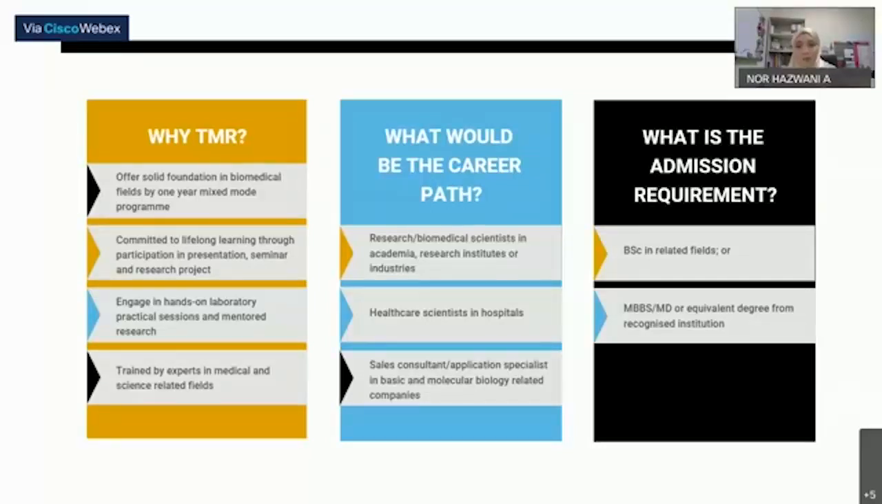What would be the career path? The graduates can be research or biomedical scientists in academia, research institutes or industries, healthcare scientists in hospitals, sales consultants or application specialists in basic and molecular biology-related companies. The admission requirement: Bachelor of Science in related fields or MBBS or medical degree or equivalent degree from a recognized institution.